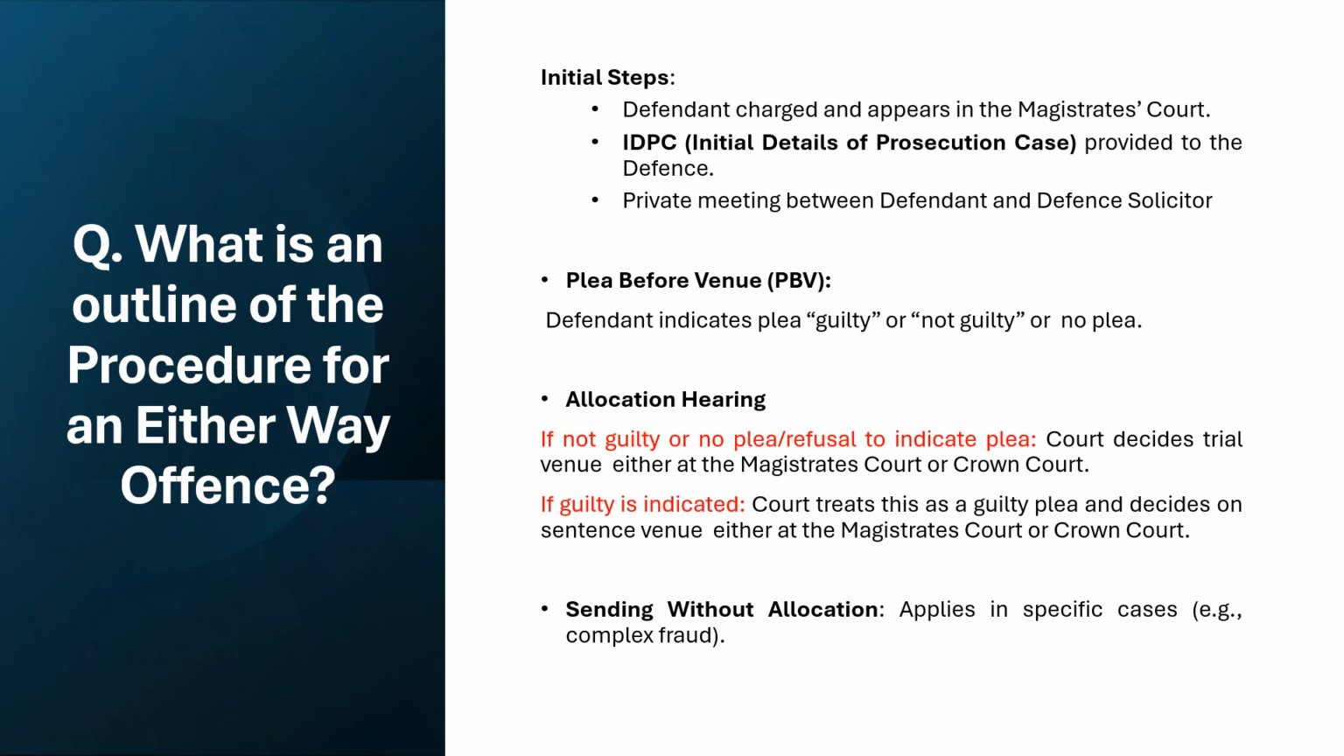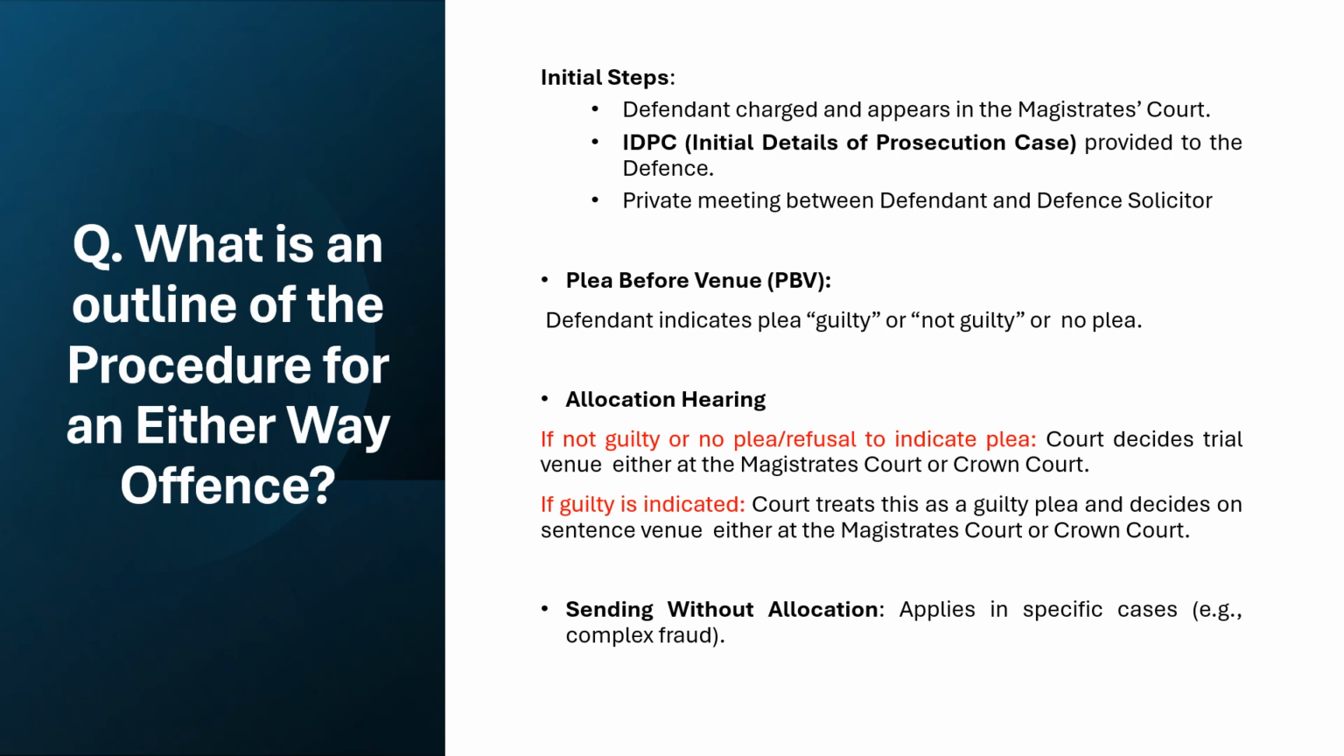So we're not looking at summary only offences, we're not looking at indictable offences, we're looking at either way offences. So what is an outline of the procedure for an either way offence at the first hearing? Well, the initial steps are: the defendant is charged and appears at the magistrates' court, and the IDPC, the initial details of the prosecution case, is provided to the defence.